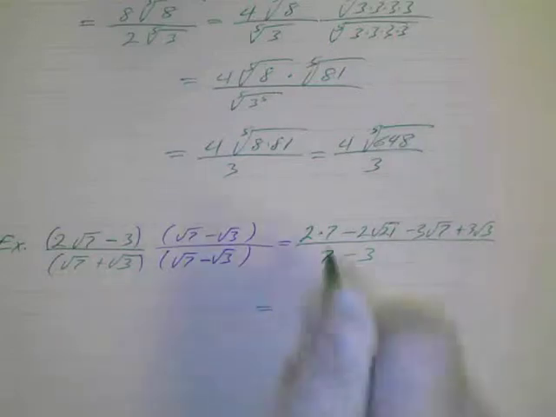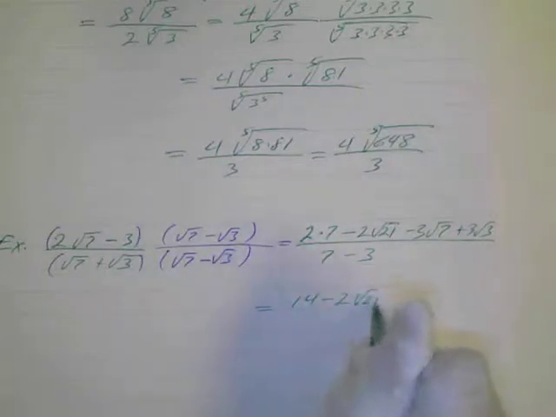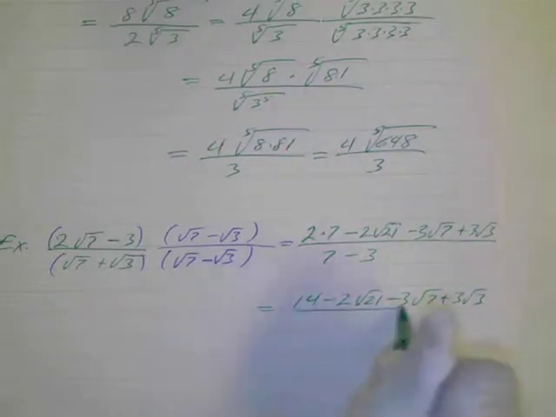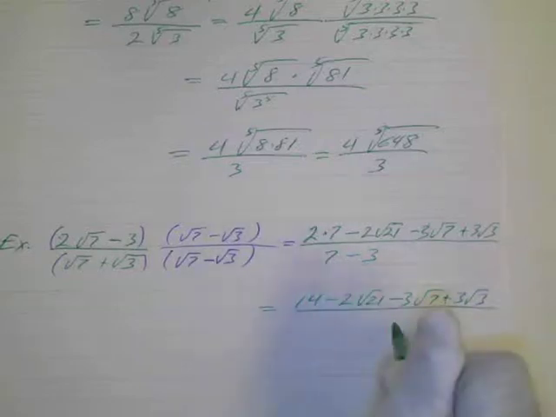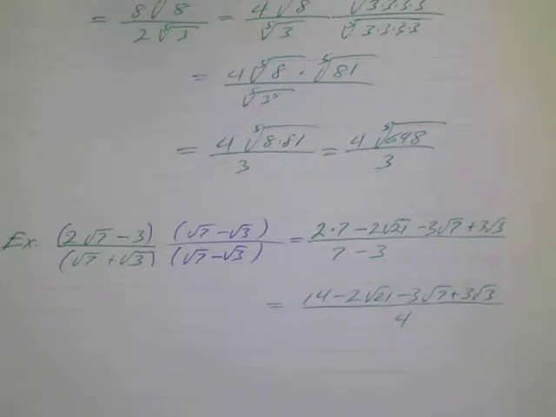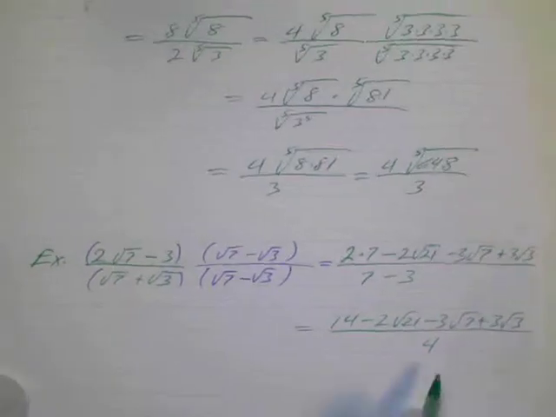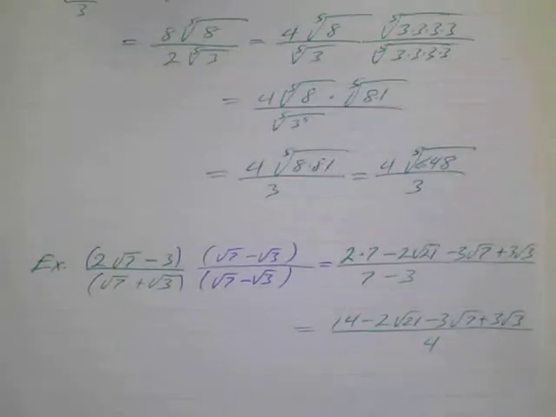So finally our answer will be, what's 2 times 7 is 14, minus 2 square roots of 21, minus 3 square roots of 7, plus 3 square roots of 3, and that's all going to be all over, and 7 minus 3 is 4. So there's your answer. And that's all you can do with that. But we have rationalized the denominator. We do not have a radical in the denominator anymore.